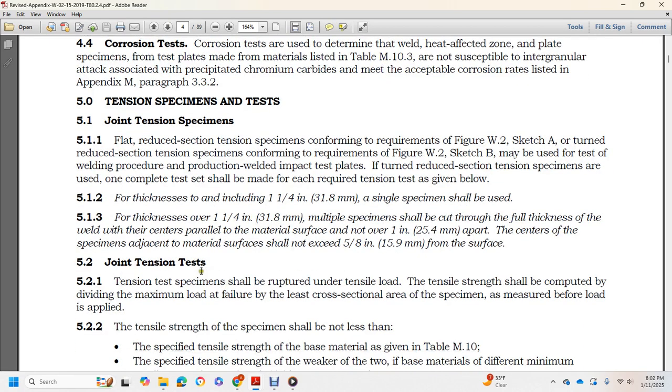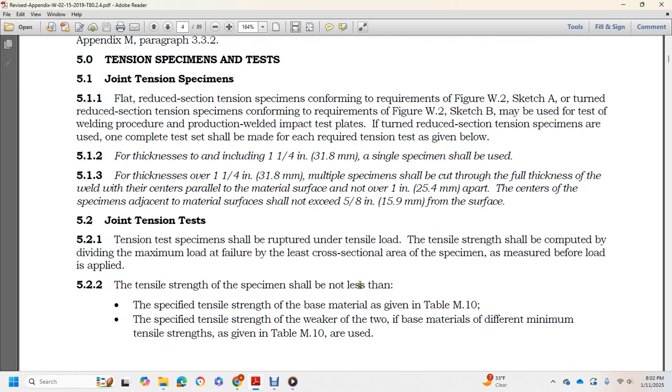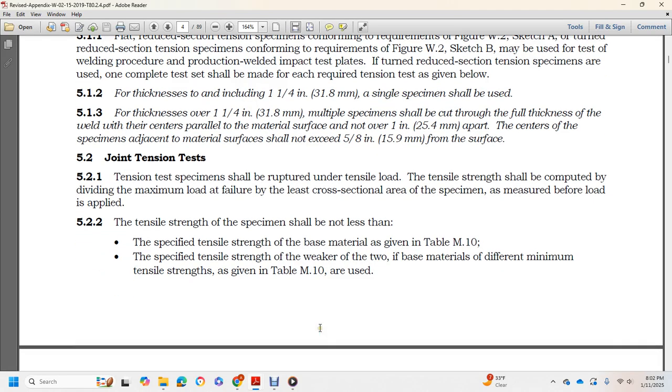Joint tension test. The tension test specimen should be ruptured under tensile load. Tensile strength should be computed by dividing the maximum load at failure by the least cross-sectional area of the specimen measured before load is applied. The tensile strength of the specimen should not be less than the specified tensile strength of the base materials given in table M10. If base materials of different minimum tensile strengths are used, the specified tensile strength of the weaker of the two given in M10 is used.